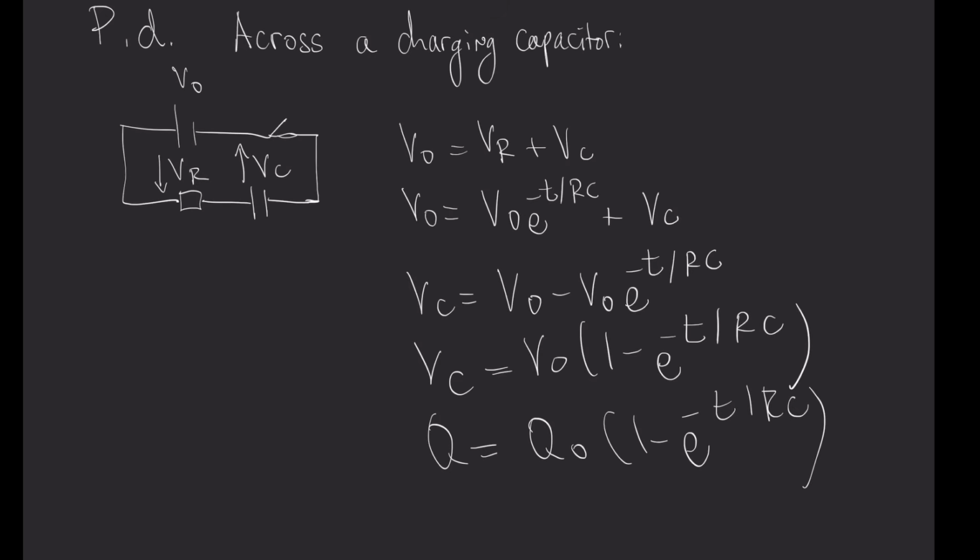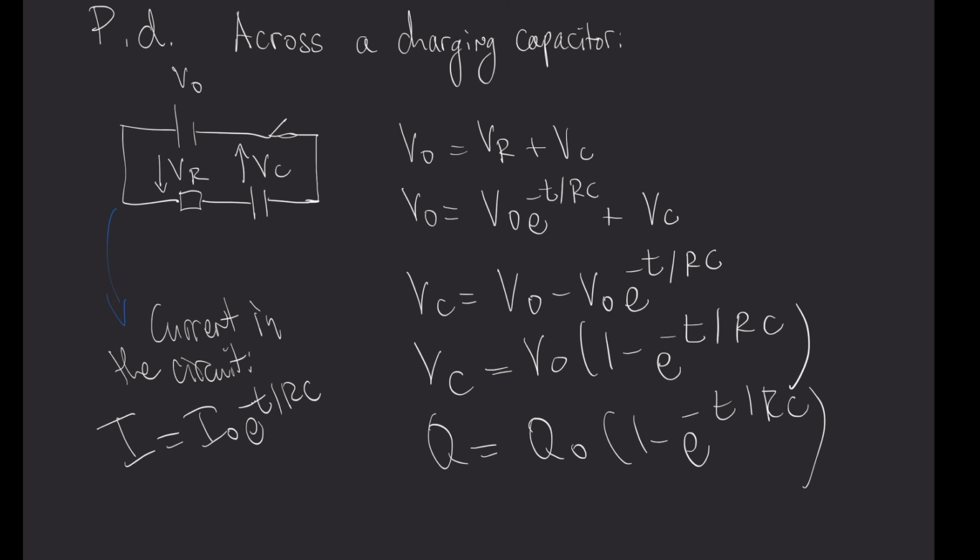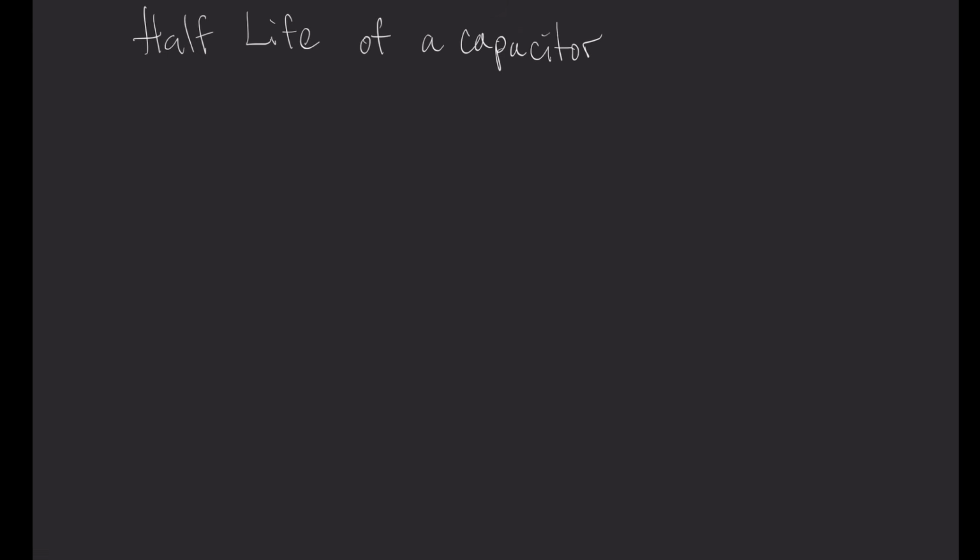Please note though that the current in this circuit will be decreasing with time. So I will be I0 e to the minus t over RC. It starts off at maximum, and then whenever the capacitor is charged, there won't be any current running through the circuit. I've seen this appear a couple of times in both AQA and OCR, and that is the half-life of a capacitor.